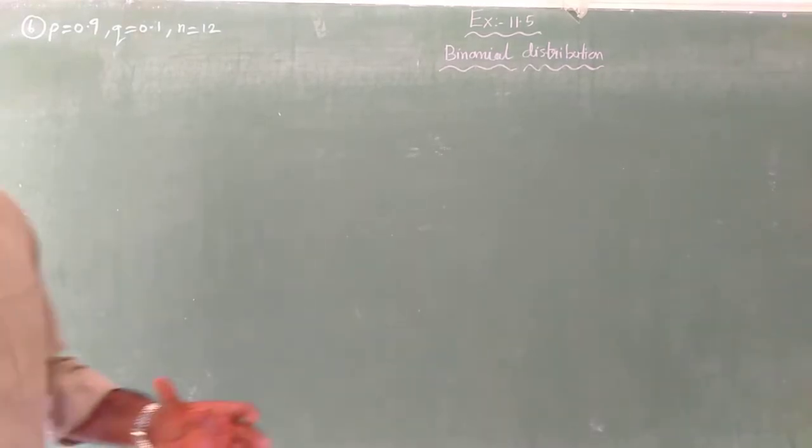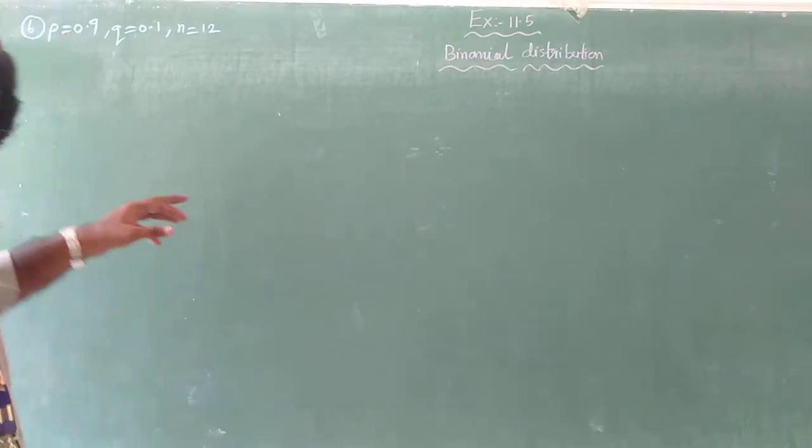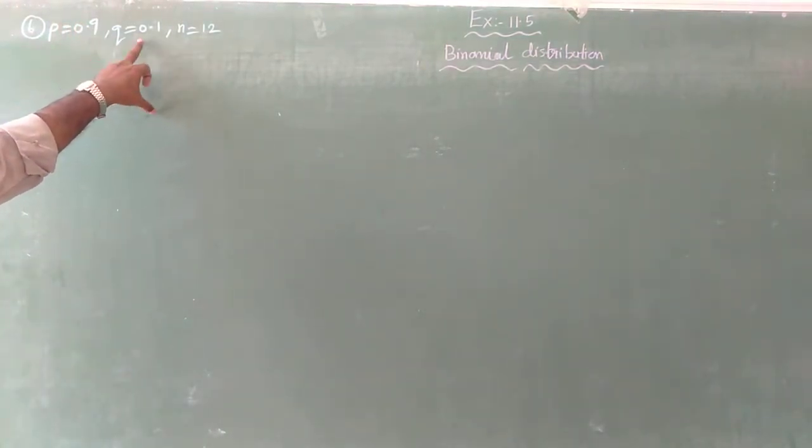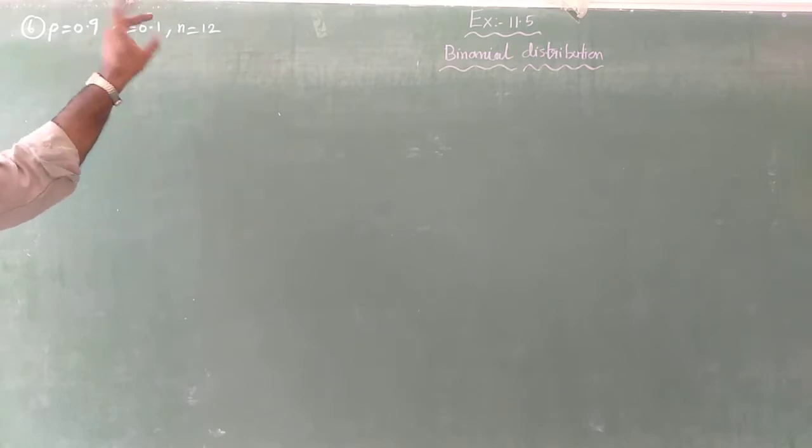In the sixth sum, they have given P, which is 0.9. If P is 0.9, we can take Q as 0.1 because P plus Q is equal to 1. They have given N is equal to 12. The first subdivision asks for exactly 10.